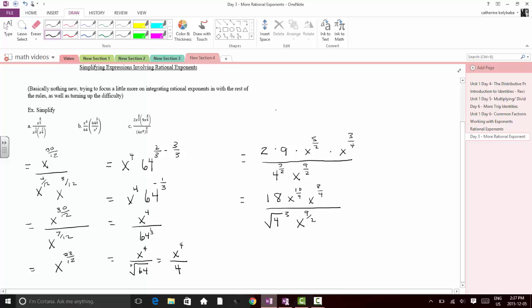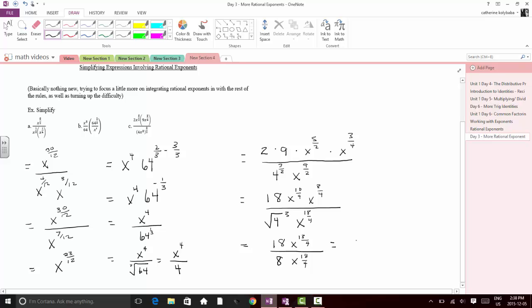Again, here I realize I'm going to need common denominators of 4. So I'm just going to get that out of the way now to save myself a step. So here I'm going to do 18/4. So I have 18 x to the 13/4 all over the square root of 4 is 2. 2 to the power of 3 equals 8. And I have x to the 18/4. We'll go this way just for space.